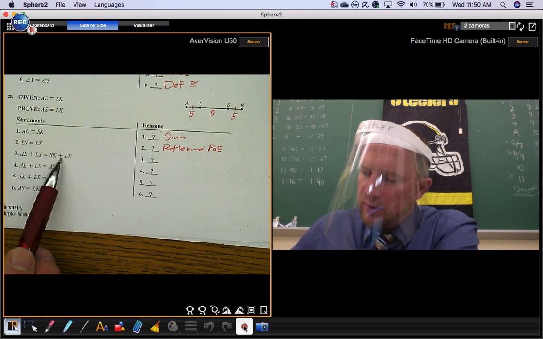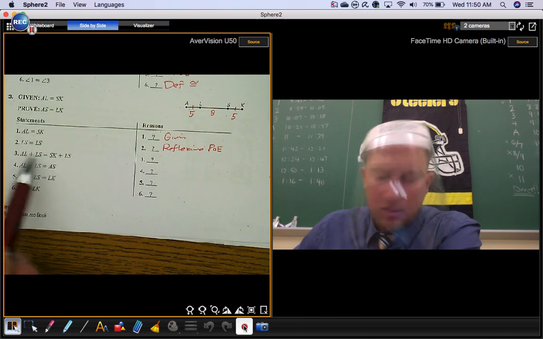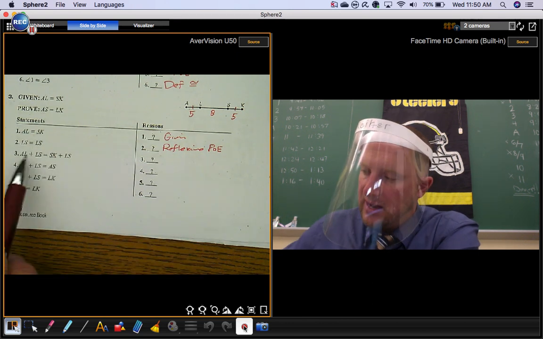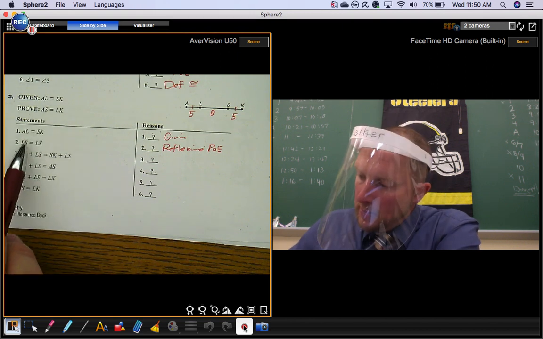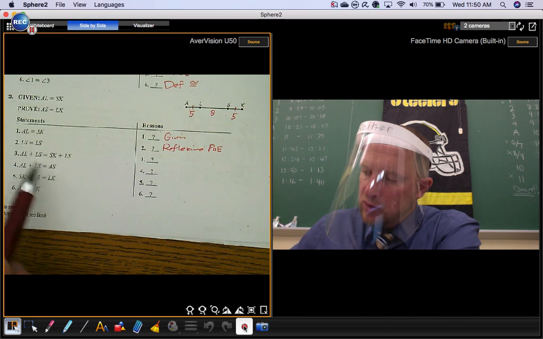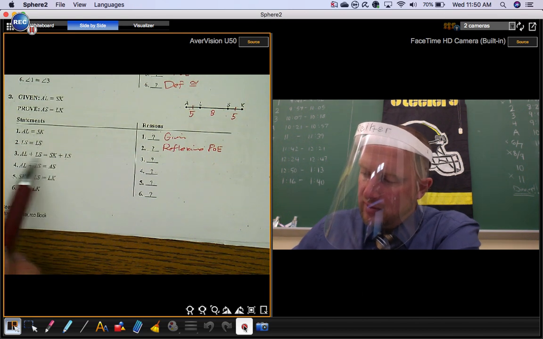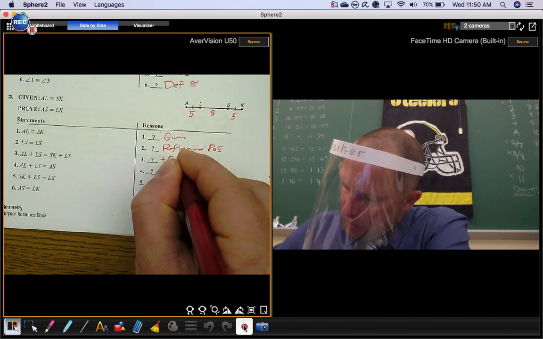Now, this follows from these 2 statements, and there's no way for you to know that other than just being aware of them. You might think this comes from the diagram, or maybe this comes from the given or something. If this statement 1 is true, if we add the same thing to both sides, then we get this equation. That's the addition property of equality.